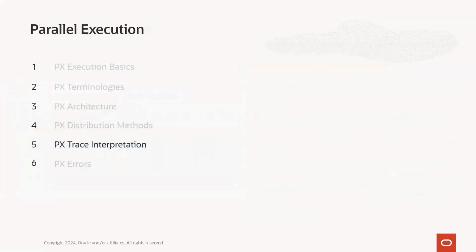Now we can see how to interpret trace in parallel execution. This will be for any downgrade kind of scenario, or to check any wrong result cases.